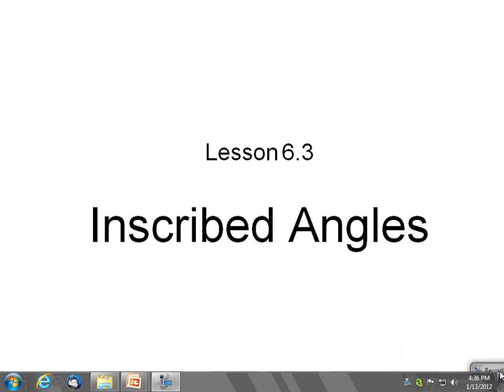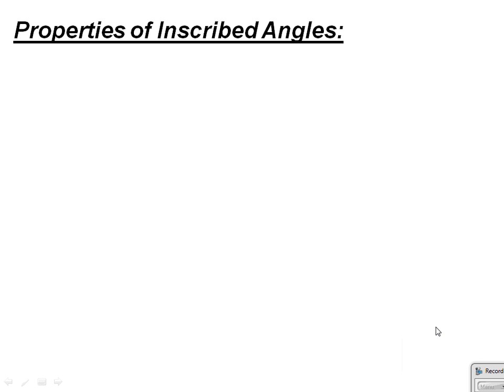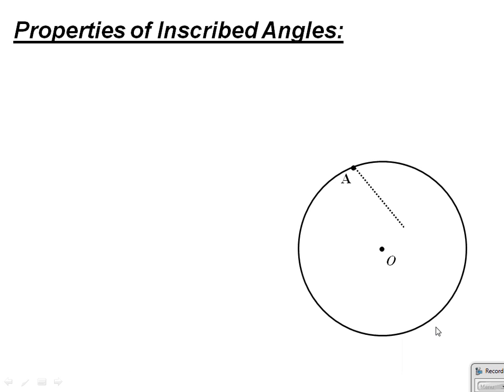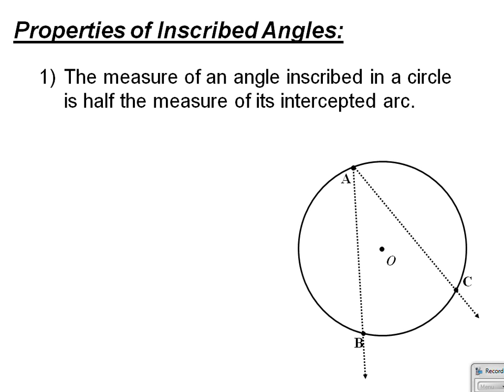Lesson 6.3 on inscribed angles. Now, inscribed angles, I hope you recall, are angles whose vertices are actually located on the circle and whose sides are chords of the circle. Like, for example, we have angle CAB there, which is an inscribed angle. Inscribed angles have some specific properties that we're going to be studying in today's lesson.